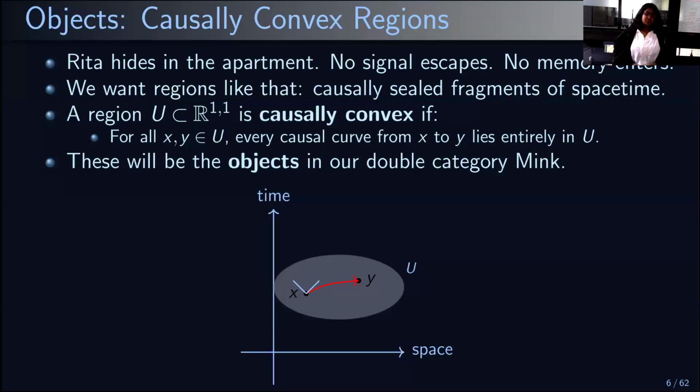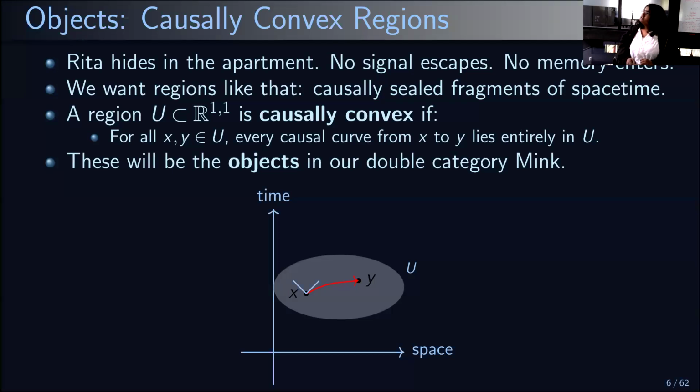So now I'm going to start describing exactly what the source category is, which is this double category of Minkowski spaces. So the objects in this category are causally convex regions. So now Rita is inside this apartment and she has no memory of who she is. But at the same time, she doesn't really get to know what's happening outside of this apartment or what is happening in the city or what is happening in a more global picture of things. So whatever happens inside this apartment sort of stays inside this apartment, and it's like this closed region.